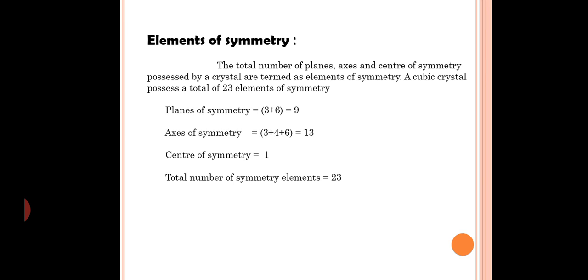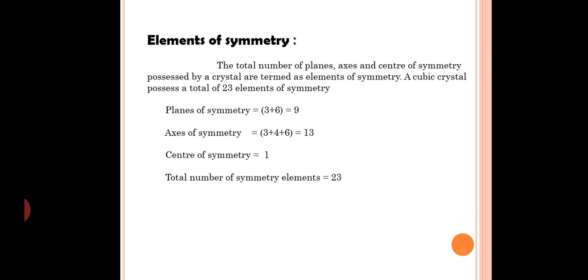I started with that only. The axis is imaginary. The axis of symmetry is an imaginary straight line about which the crystal is rotated so that it presents the same appearance more than once during the complete rotation or revolution. If it comes after 180 degrees, definitely it will be twice. If it comes after 60 degrees, it will be 6 times. If it comes after 90 degrees, 360 by 90, it will be 4 times. In this way we come to know.